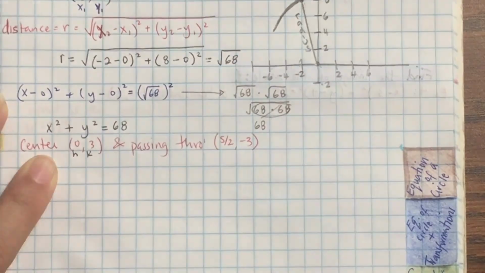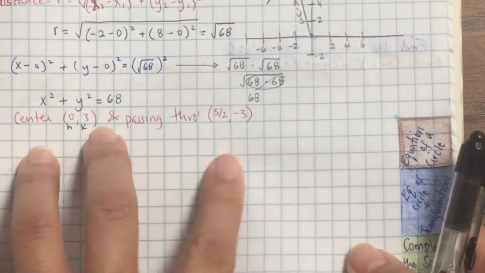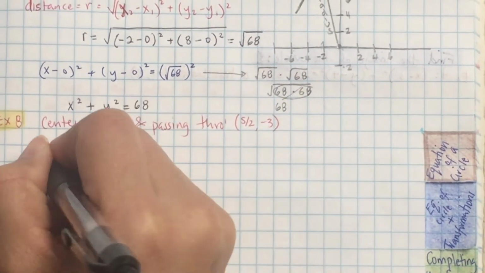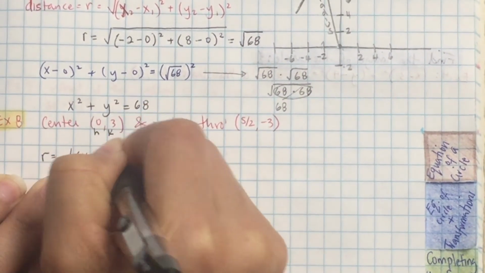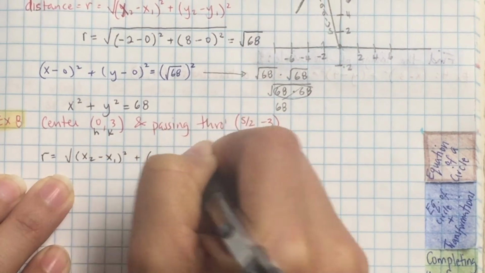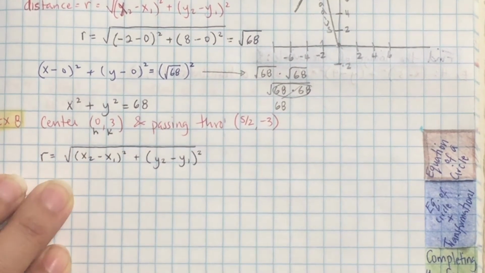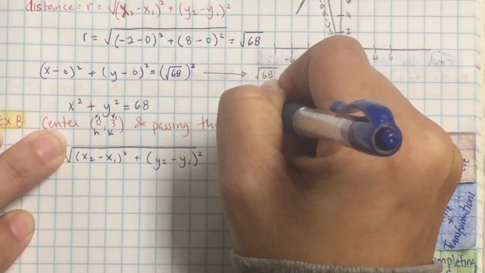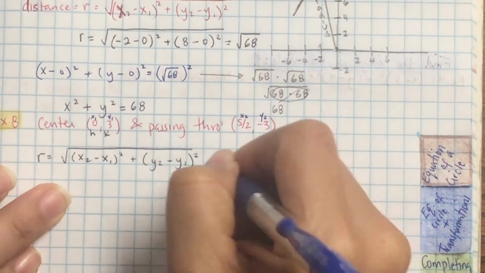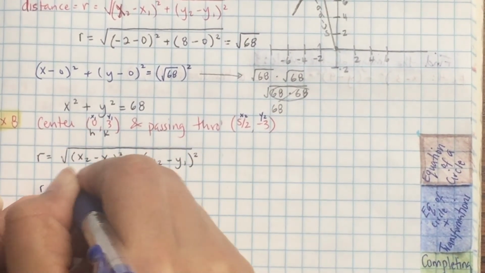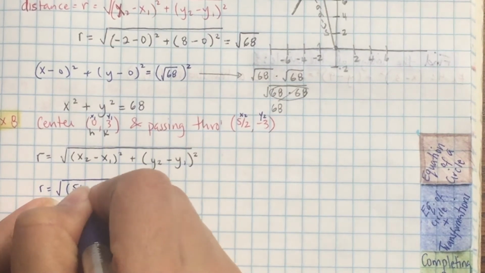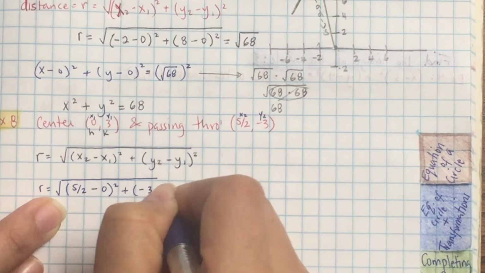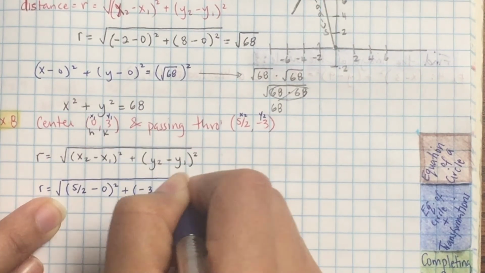So you label the center h and k. We've done that before. But they don't give me the radius, I have to find it. So it's the distance between the center and the point on the circle. So I'd use the distance formula, which again is the square root of x2 minus x1 all squared plus y2 minus y1 all squared. So we're going to label x1, y1, and x2, y2, and plug it in. So it's the square root of, open parentheses, x2, which is 5 over 2, minus x1, which is 0, all squared, plus y2, which is -3, minus y1, which is +3, squared.